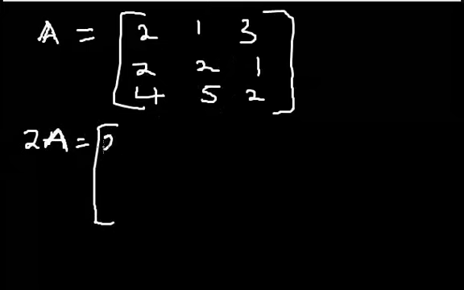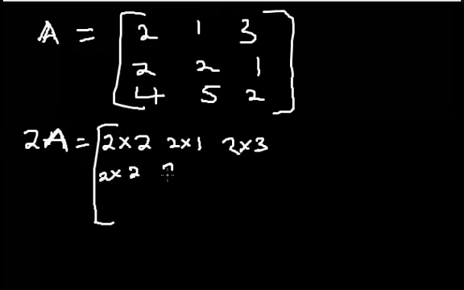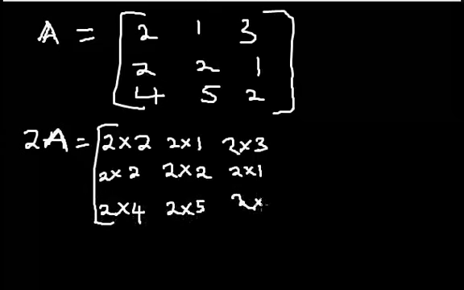So it's just as simple as doing 2 times 2, 2 times 1, 2 times 3. Okay, 2 times 2 here also. All right, 2 times 2, 2 times 1, 2 times 4, 2 times 5, and of course, 2 times 2.